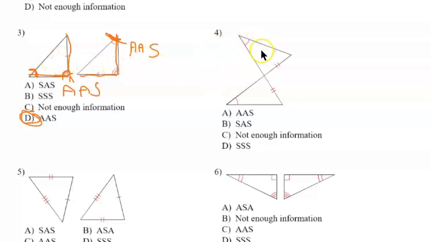Looking at number 4, these triangles touch in some way, so I want to see if some part is congruent to itself.